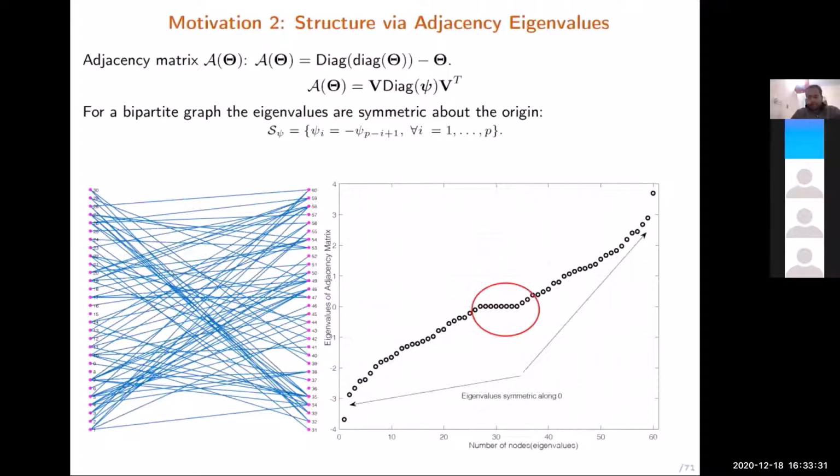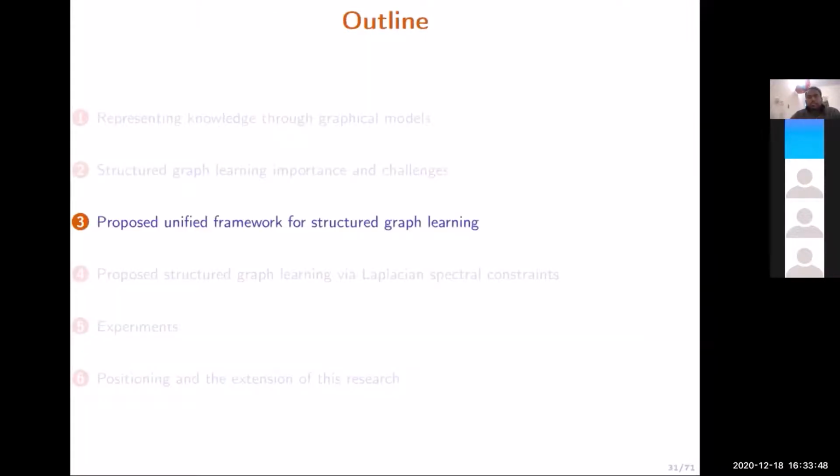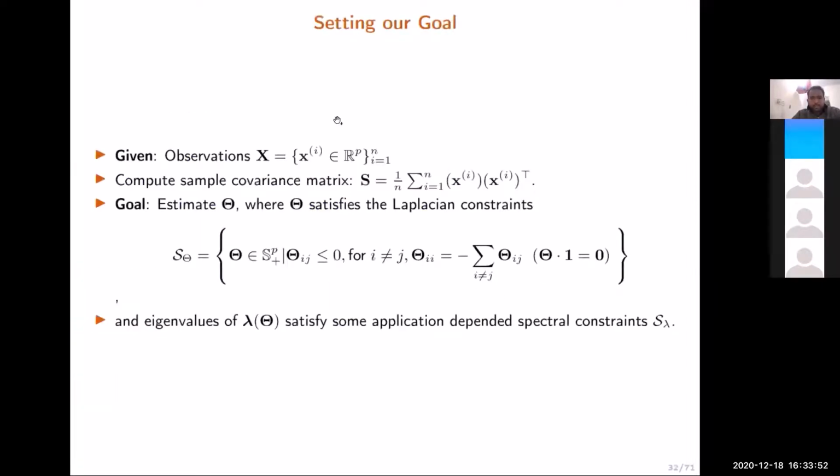Combinatorial property is difficult to handle, while algebraic property is well understood, and we can put it in an analytical form and solve it via some optimization problem. So these are two examples. There are many examples, but these are two very popular ones. This is what we wanted to utilize, and this is what we have utilized. So this is the setting: we have given observations, we compute the sample covariance matrix, and we want to learn a graph under this constraint.